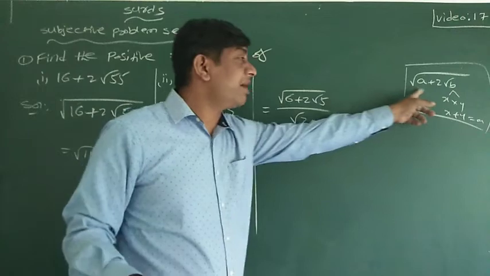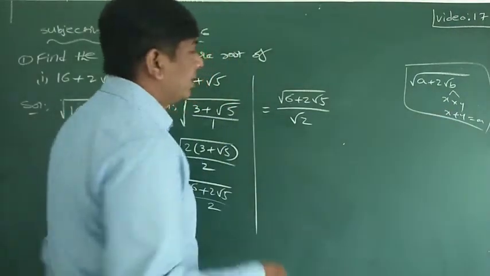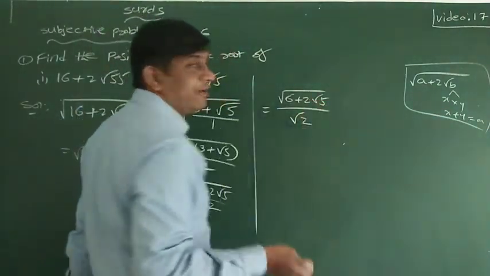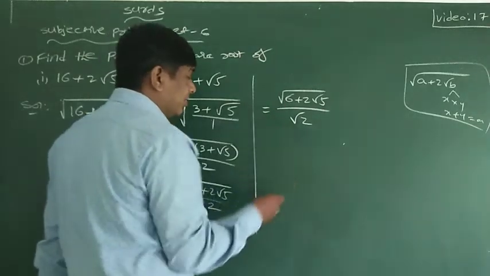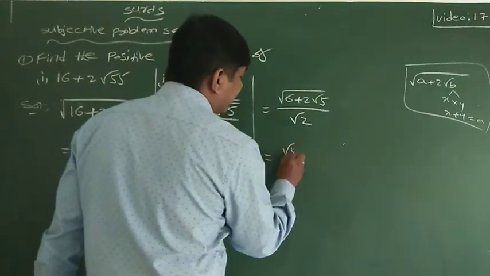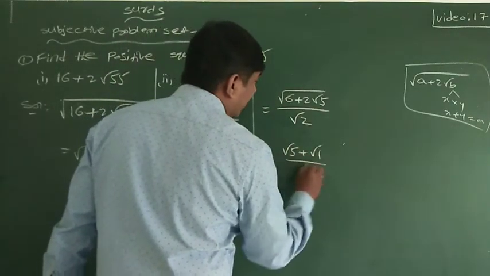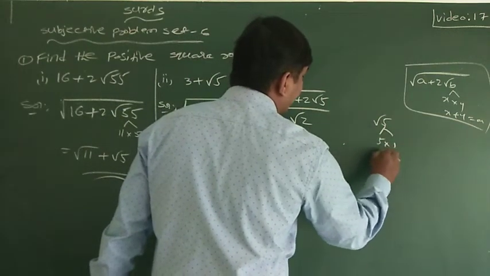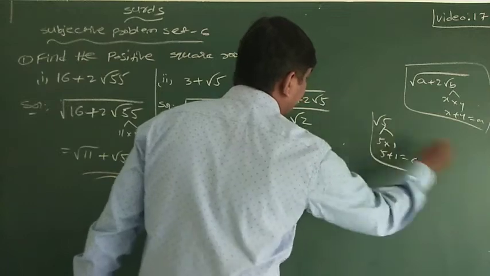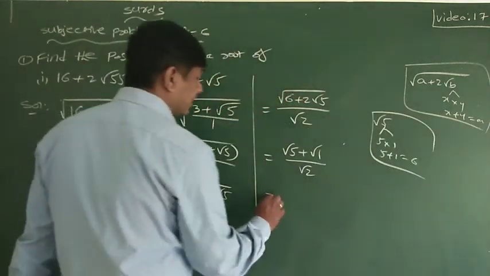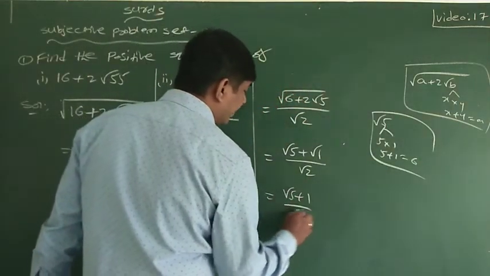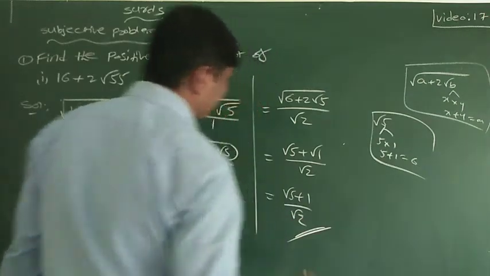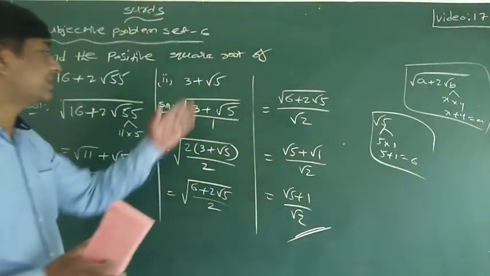Now it is in the form of a plus 2 into root b. Now 5 factors: 5 ones are 5, 5 plus 1 is 6. So this can be written as root 5 plus root 1 by root 2, because root 5 can be written as 5 ones are 5, and 5 plus 1 is equal to 6. Rough work it is. So that is equal to root 5 plus 1 by root 2. Please write down. Be careful for this one.